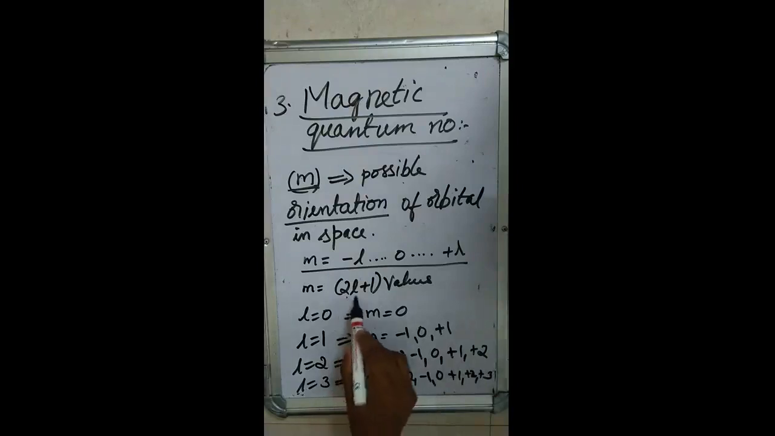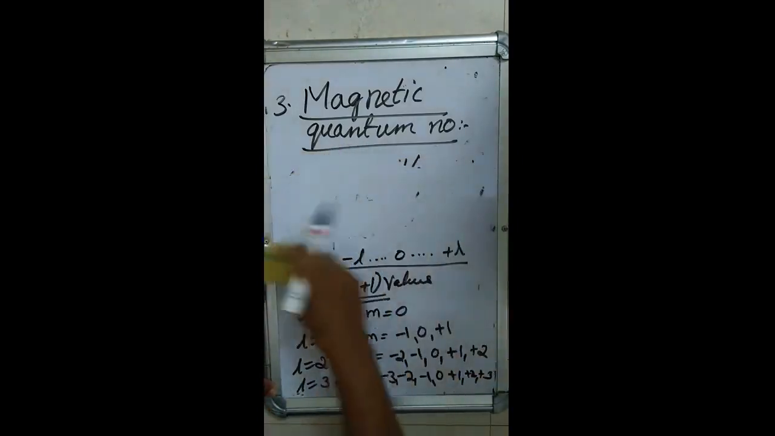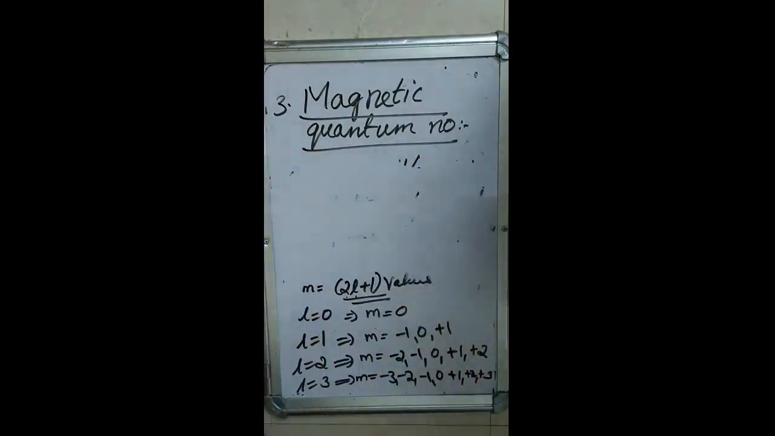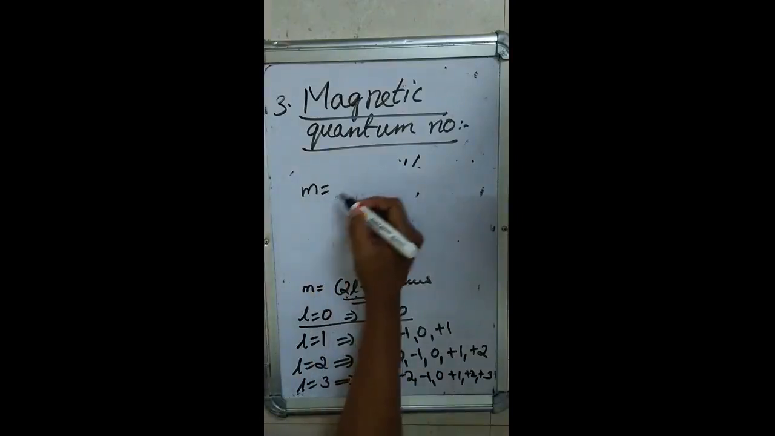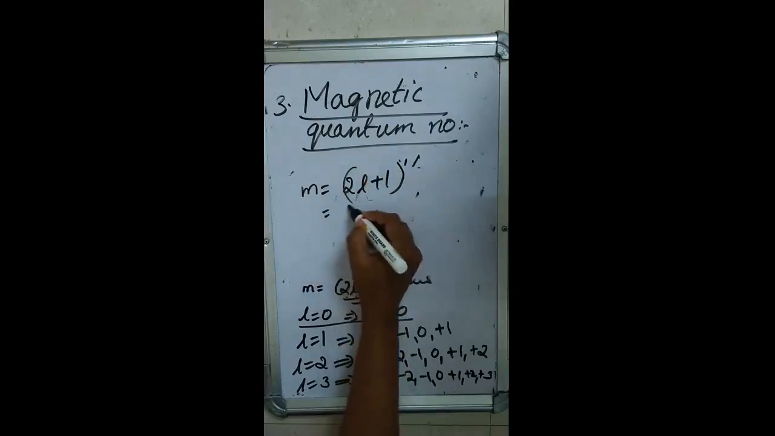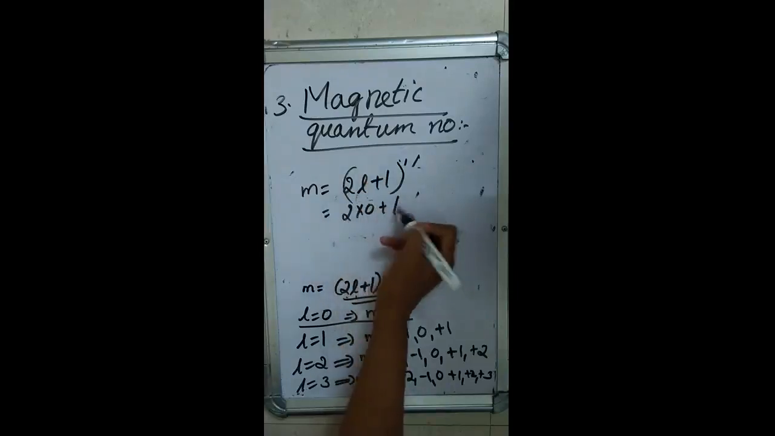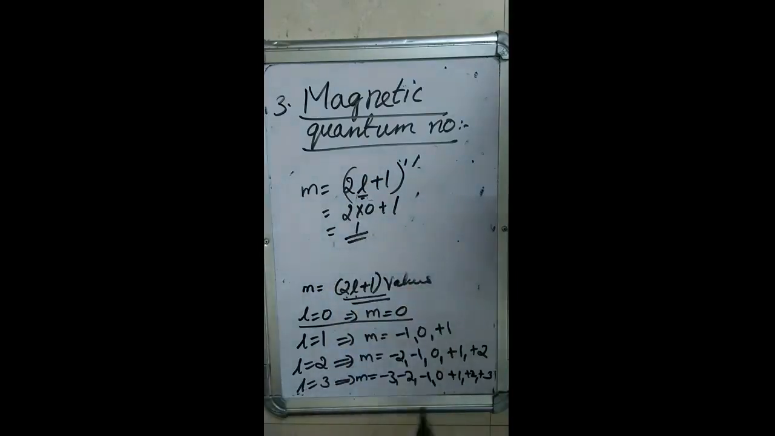Now, how is it 2l plus 1 values? I will show you. Suppose I take l is equal to 0. That means m is equal to 0. I will substitute here. If l is equal to 0, then 2 into 0 plus 1. What is the answer you will get? 1. So only one value you will get.